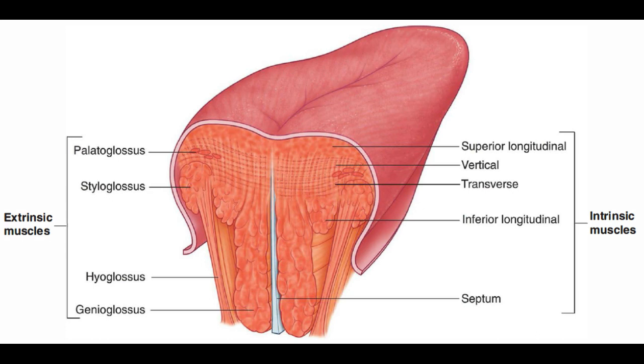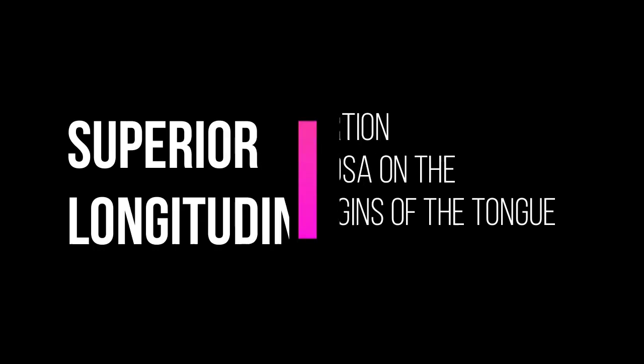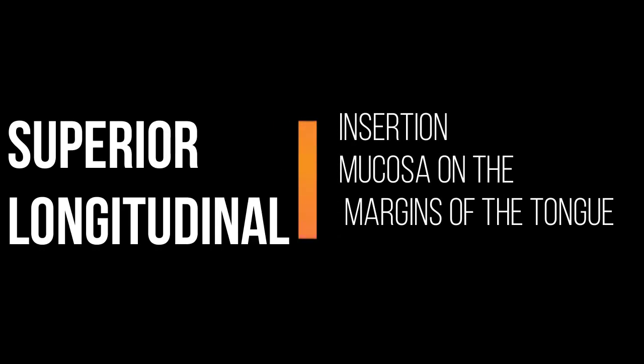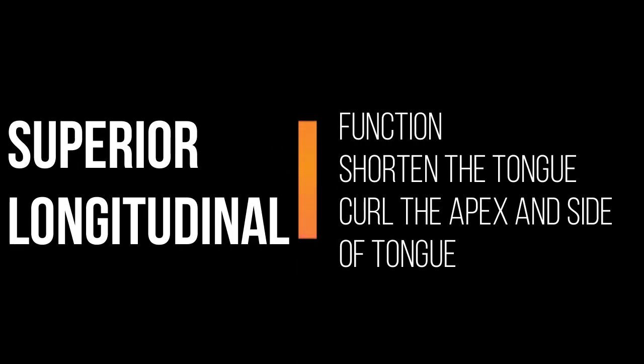Now let's talk about the intrinsic muscles. Superior longitudinal originates at the submucosal connective tissue at the back of the tongue and from the median septum of the tongue, and it is inserted into the mucosa on the margins of the tongue. The muscle fibers pass forward and obliquely to the submucosal connective tissue. The function of the superior longitudinal muscle is to shorten the tongue and curl the apex and sides of the tongue.